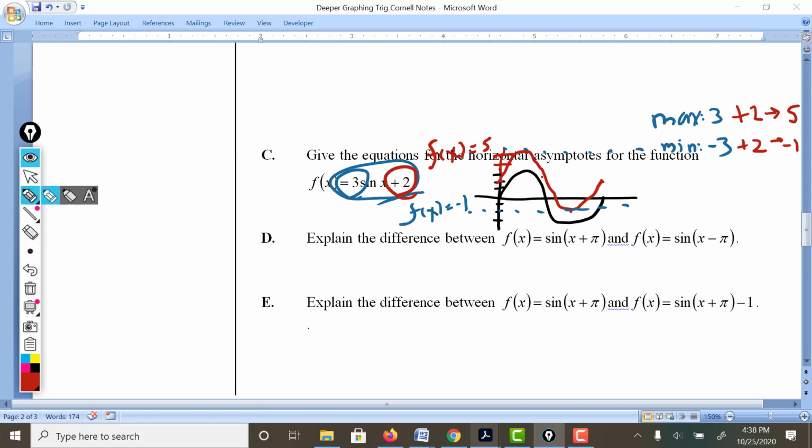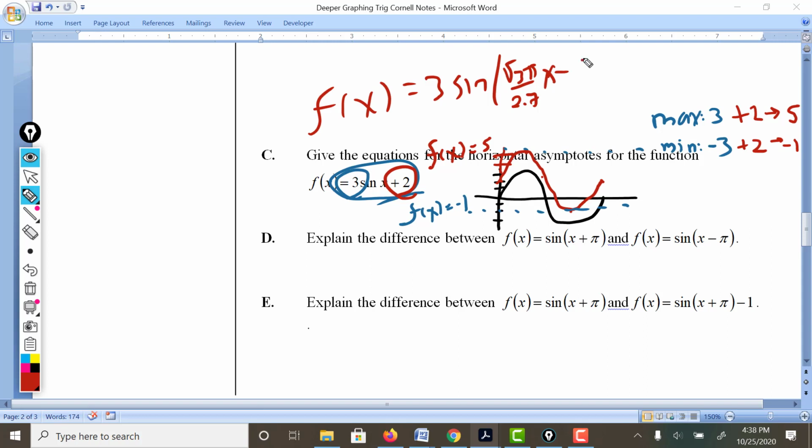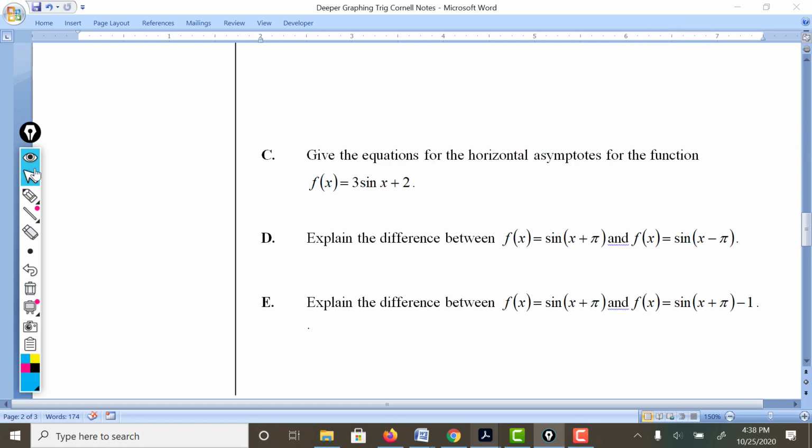You could simply do it algebraically, and even if you have extra junk in the middle, it doesn't matter. Like if this were a 3 sine, let's be crazy, radical 3 pi over 2.7x minus 84 pi plus 2, plus 2. It doesn't matter what's in the argument. It is as simple as, okay, the max is 3, the min is -3. Let me add 2 to both of those, and bam, I have the asymptotes, right? It will be at 5, and it will be a -1. Okay, so it's a nice trick to know. Focus on those asymptotes.